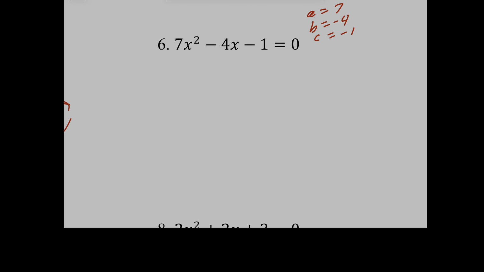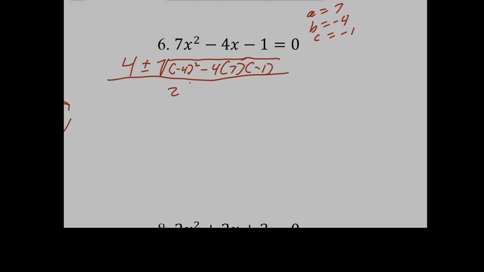Okay? So now, here we go. What is it going to be? It's going to be the opposite of B. So the opposite of B, well, I have a negative 4, so that's just going to be a positive 4, plus or minus the square root of B squared minus 4 times A times C, all over 2A.